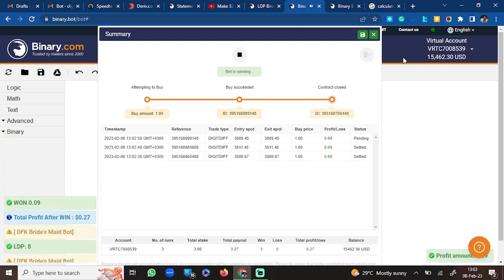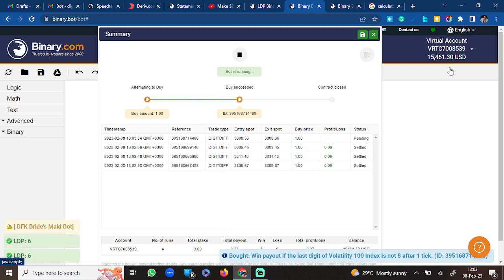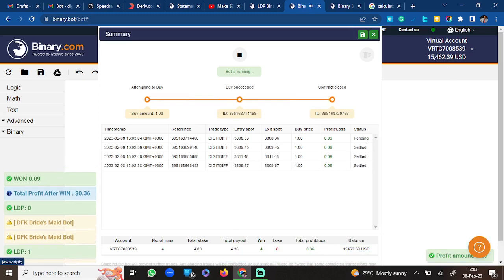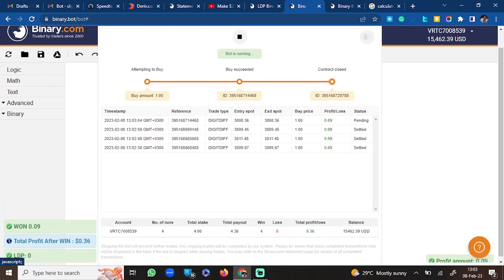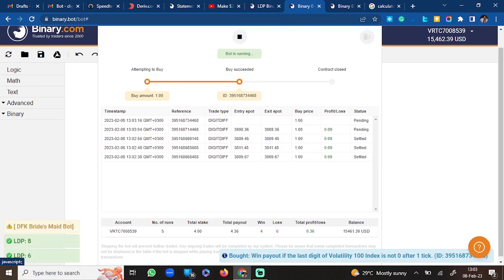So our target is $5. Once we hit 5, definitely the bot is going to stop. Let's see, just taking 1, how much time you're going to take to make our $5.